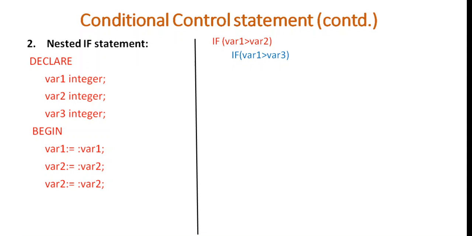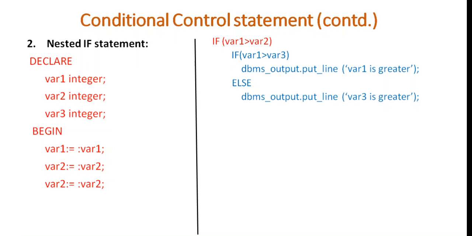Now we have an if statement: if variable 1 is greater than variable 2, and if variable 1 is greater than variable 3. Here we have written two if statements. One if statement is nested within another if statement. This is called nested if. If variable 1 is greater than variable 2 and if variable 1 is greater than variable 3, then variable 1 is greater, else variable 3 is greater. This is end if. This is the inner if.